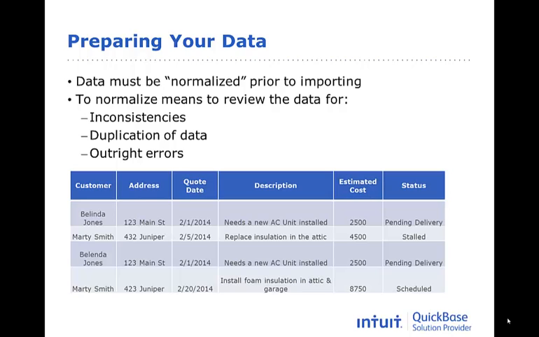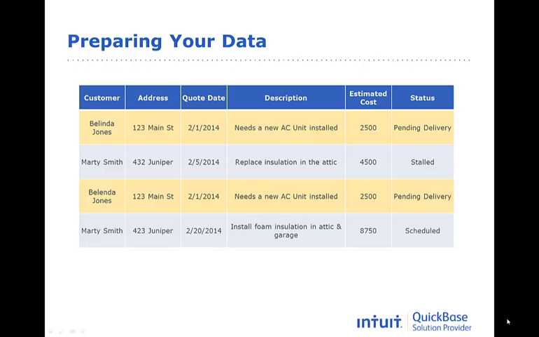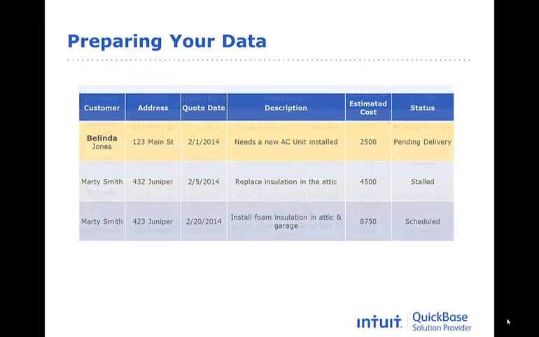If we focus on the 2 rows for Belinda, at first they look very similar. The difference between the 2 appears to be a spelling error in Belinda's first name. If this were a real example, we would verify which record is correct and then delete the incorrect data from our spreadsheet.